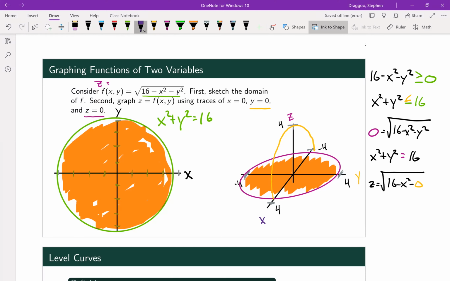And then lastly, we'll look at the trace where x is equal to 0, which will put us in the yz plane. So this will be z equals the square root of 16 minus 0 minus y squared. So again, we'll be looking at the top half of a circle of radius 4, in the yz plane. So something about like that, giving us the upper half of a sphere.